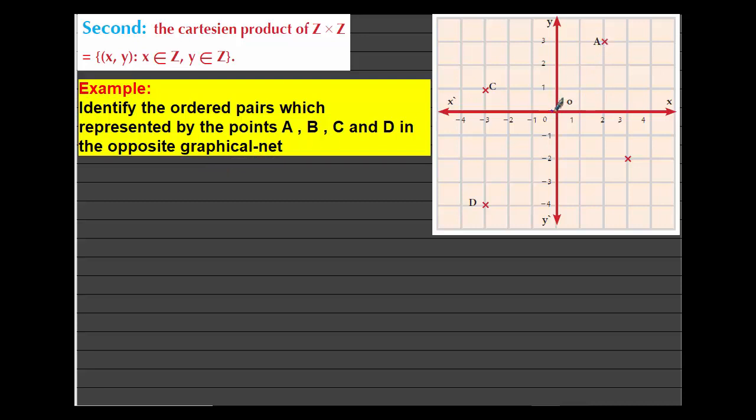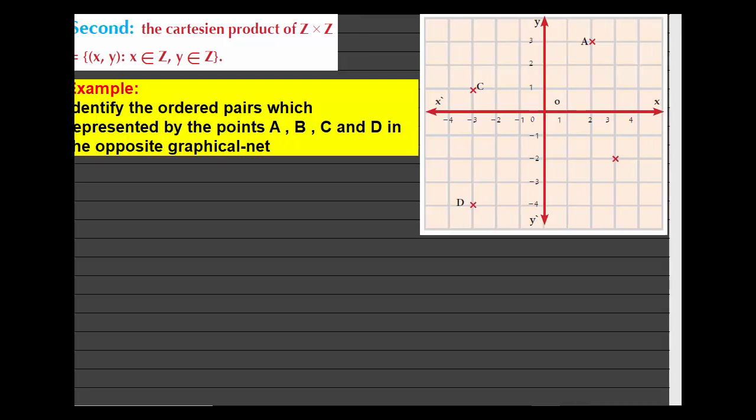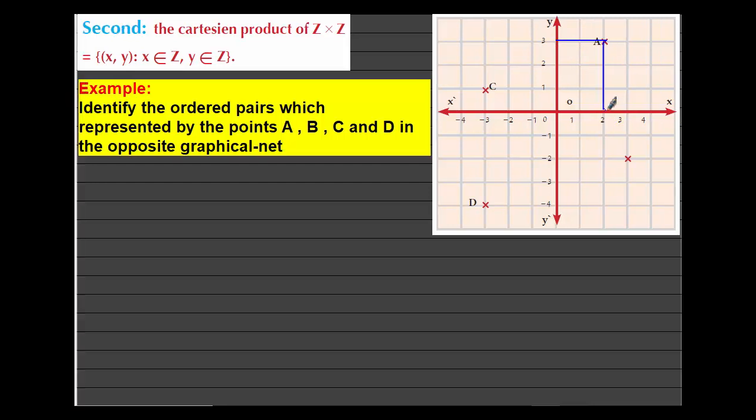To find the coordinates of the point A, we start from A, like this. So the coordinates of the point A are 2 and 3. We start with x, 2 and 3.